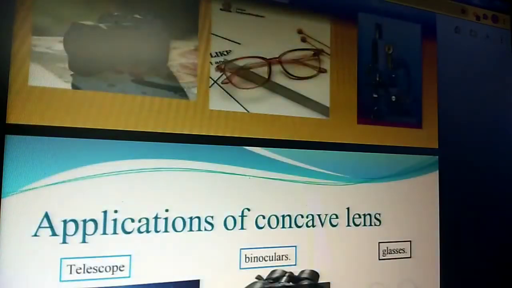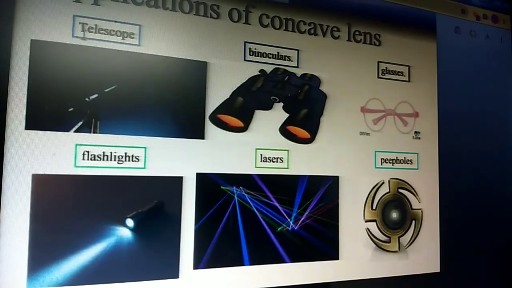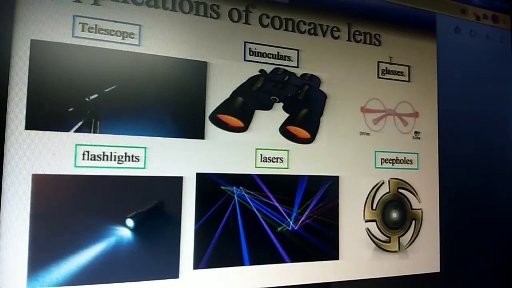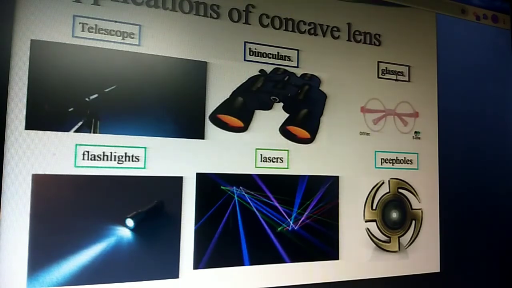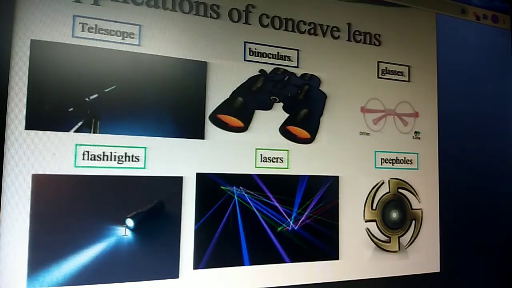in microscopes. Now coming to the applications of concave lenses: in telescopes, some binoculars also, glasses for presbyopia as well as in the case of myopia, that is short sightedness. In peepholes for doors, concave lenses are used. And in lasers, concave lenses. In flashlights, concave lenses are used.